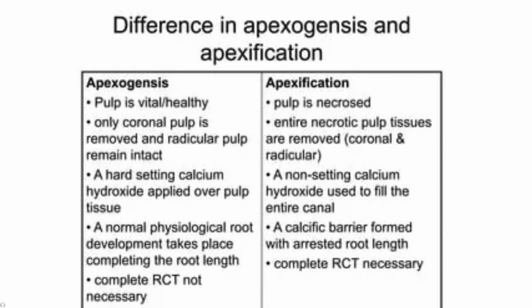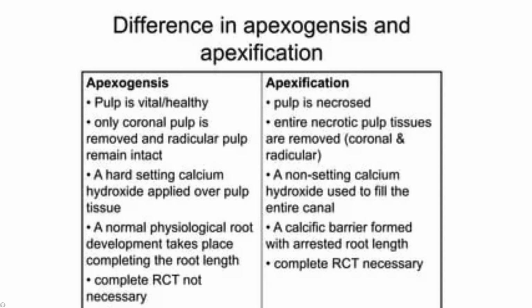Now, in apexogenesis, as I said, only coronal pulp is removed and the radicular pulp will remain intact. So we remove the coronal pulp and place an MTA in order to stimulate the formation of the vital tissue. Whereas in apexification, as I said, it's another name for root canal treatment, but it is done in incomplete root development of the teeth, like open apex or immature teeth, in which the entire necrotic pulp tissue is removed. So both the coronal and the radicular pulp will be removed under the name of apexification.